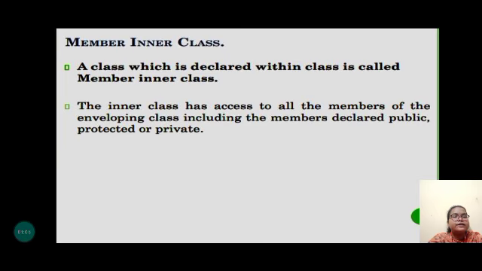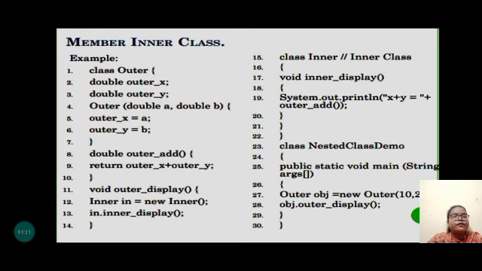Now let us see the first nested class, that is member inner class. A class which is declared within a class is called member inner class. The inner class has to access all the members of the enveloping class, including the members declared public, protected, or private.